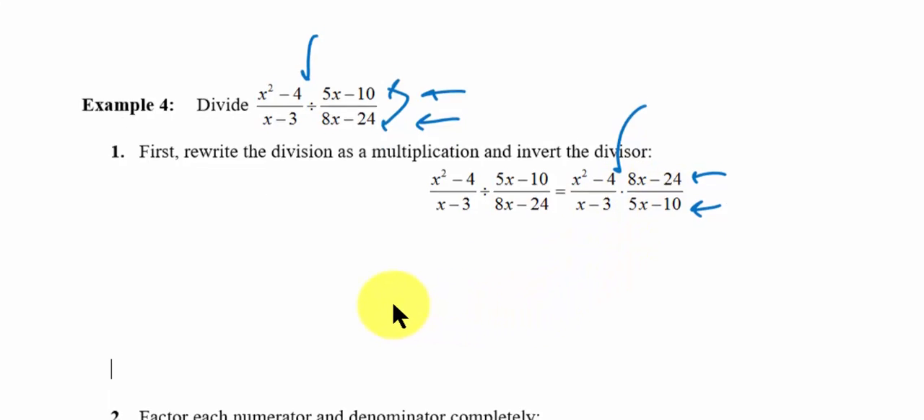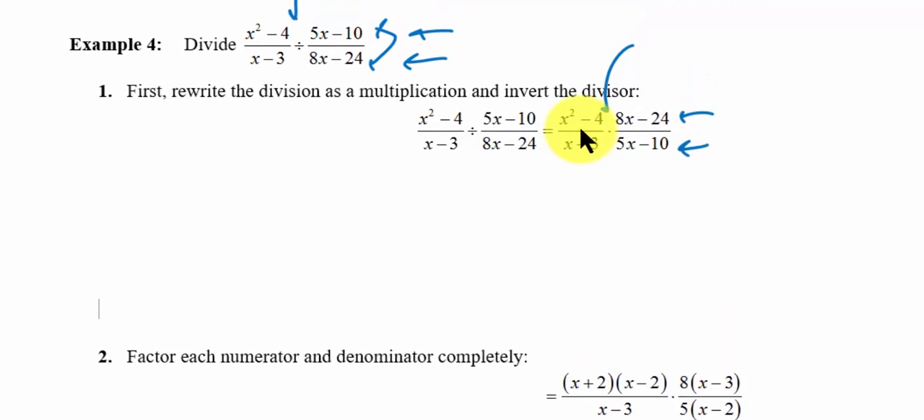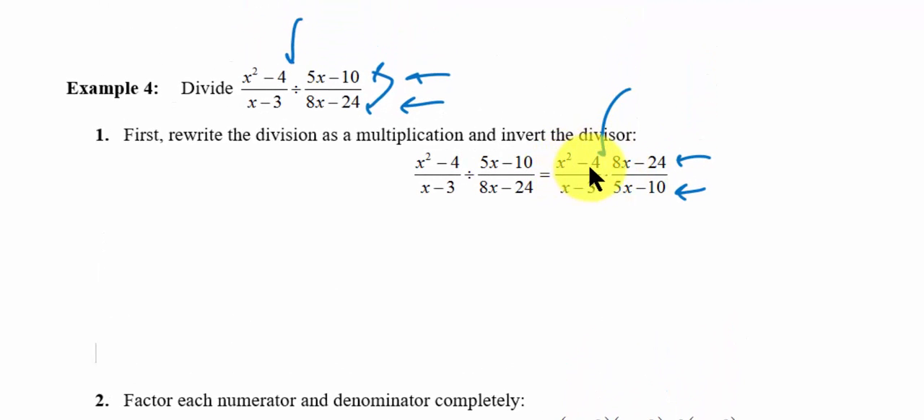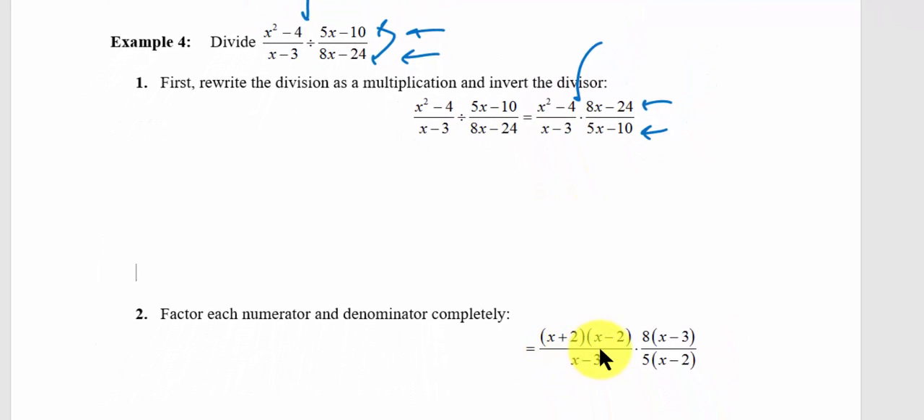So once we've done that, we factor the numerator. So x squared minus 4 becomes x plus 2 times x minus 2. This is the difference of two squares. x minus 3 stays where it is. On the top, we have an 8x minus 24. We can factor out the 8, and you're left with x minus 3. And the denominator, you can factor out a 5, and you're going to be left with 5 times x minus 2.